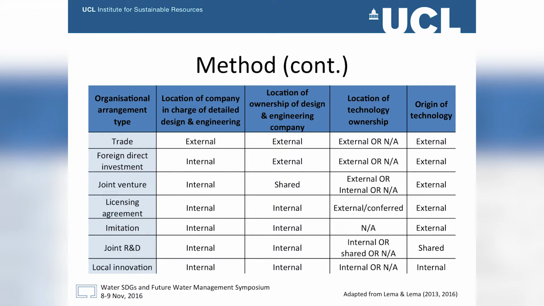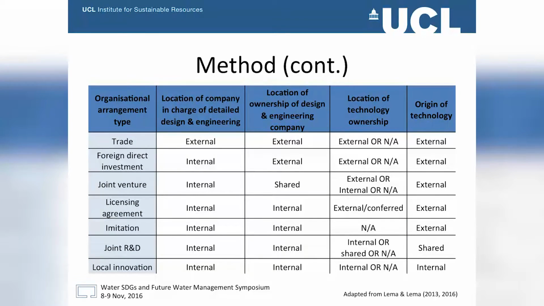And then I checked whether these factors took place inside of Thailand or outside of Thailand. And shared means that the factor has been shared between a Thai and a foreign company, and NA here means non-applicable. In terms of technology ownership, this just means that the particular reactor design was not protected by a patent.